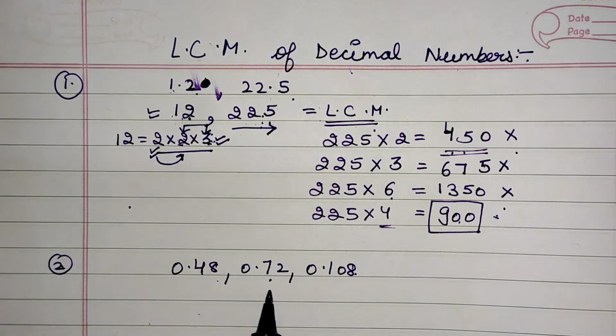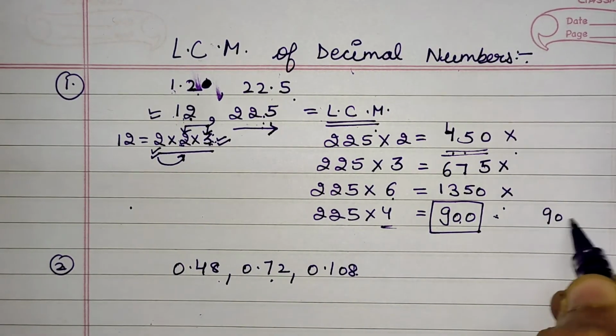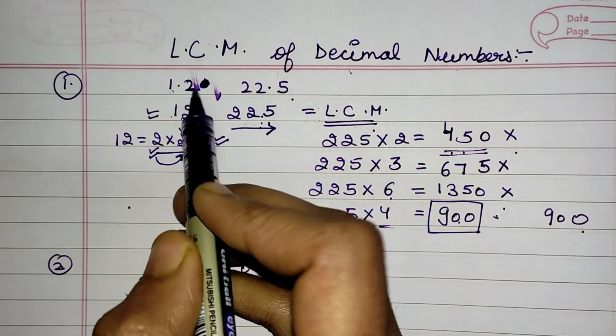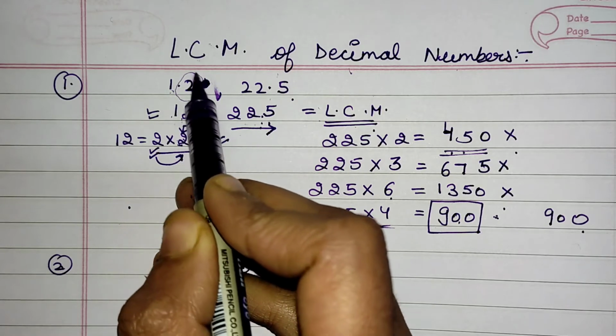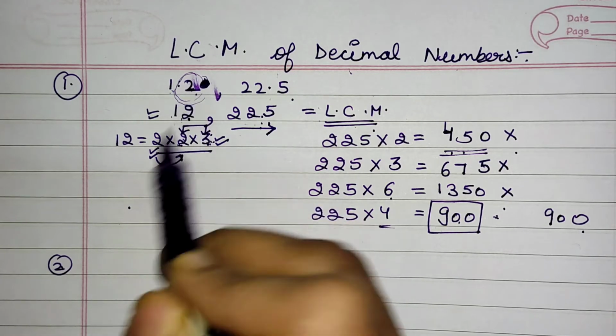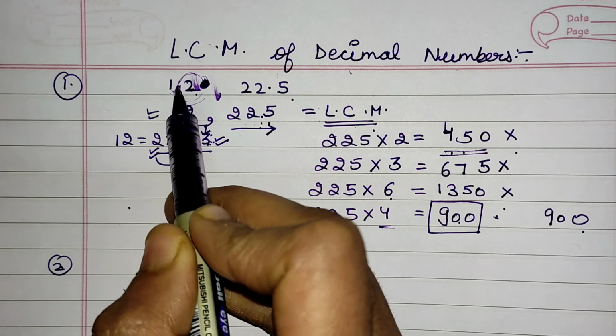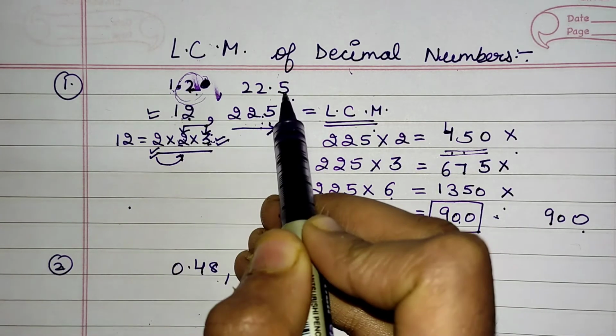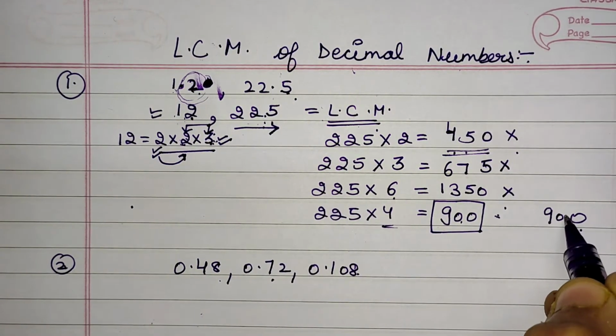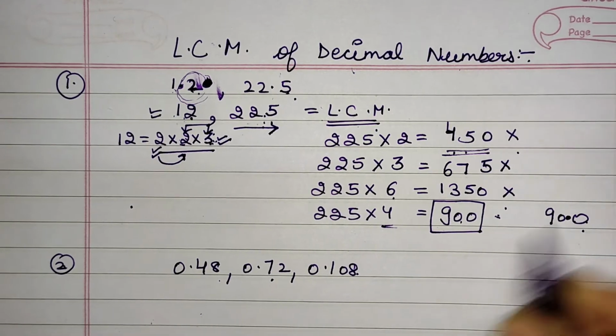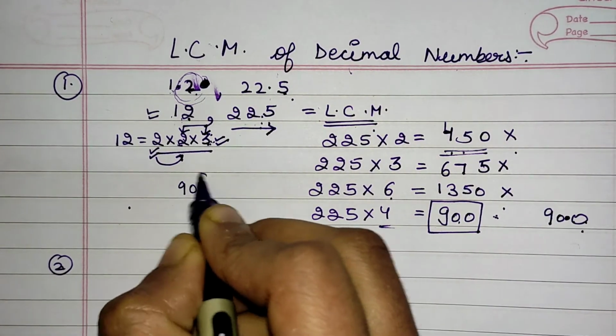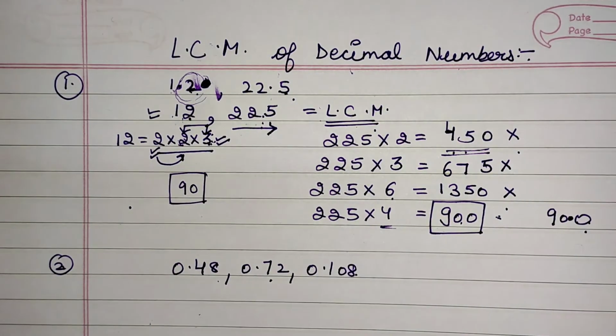So 900 is not my LCM in this case, because these were decimal numbers. So 900 is my answer before the decimal, and I will put the decimal. I check the smallest number of digits after the decimal. How many digits are there after the decimal? 1, and here also 1. So I will put the decimal before the last 1 digit. So my LCM is going to be equal to 90.